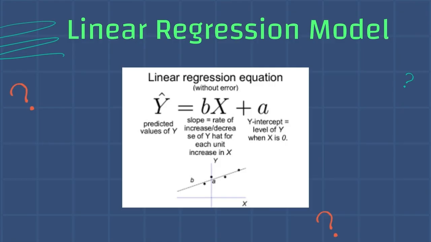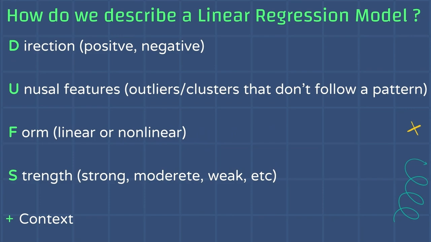So, how do we describe a linear regression model? We use DUFS. D stands for direction. Is it in a positive direction, going up, or is it in a negative direction, going down? U for unusual features, so basically outliers or clusters that don't follow the pattern, like we saw in the other example. F for form, so linear or nonlinear. What's the form? And then S for strength. Is it strong? Is it moderate? Or is it weak? And also, we always need context.